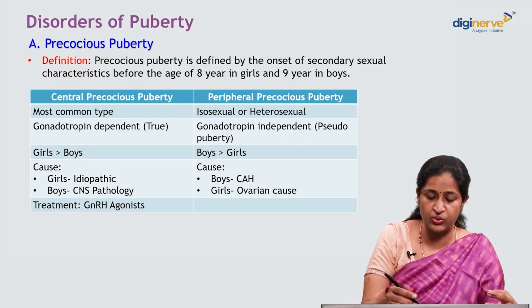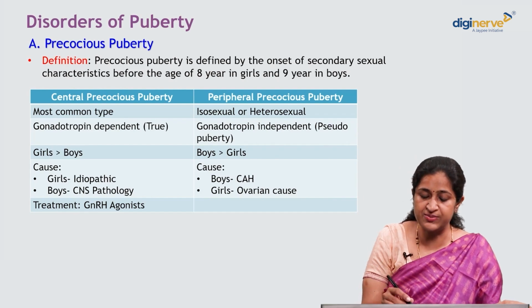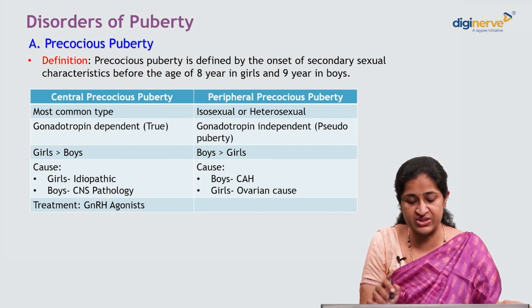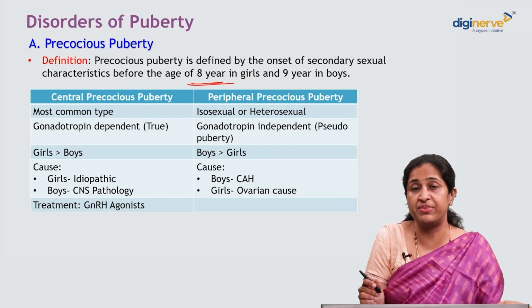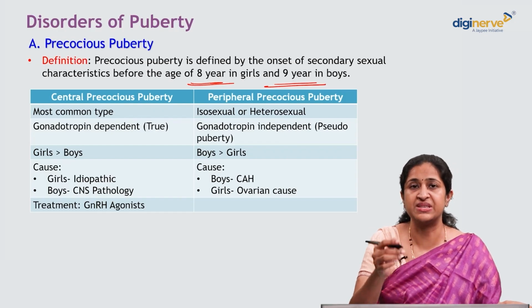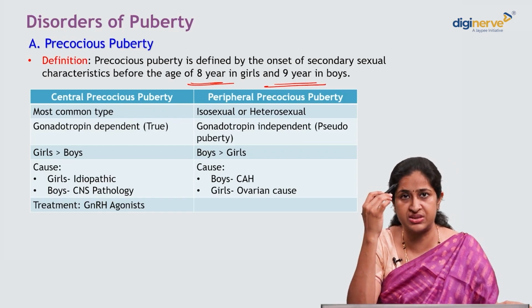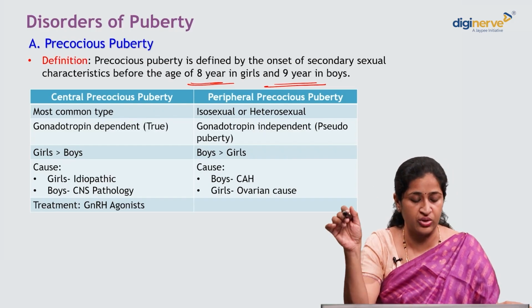Disorders of puberty are of two types. You have precocious puberty and you have delayed puberty. Precocious puberty is defined by the onset of secondary sexual characters before the age of 8 years in girls, that's important, and before the age of 9 years in boys. They are of two types, the central precocity where the problem is in the pituitary and the peripheral precocity where the problem is in the gonads.